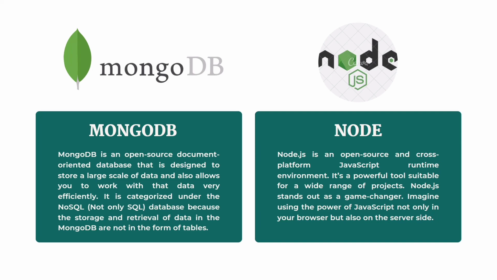Then MongoDB. MongoDB is an open source document oriented database. It is categorized under the NoSQL database because the storage and retrieval of the data in MongoDB are not in the form of a table. Then Node.js. Node.js is an open source and cross-platform JavaScript runtime environment. It is possible to use JavaScript as a backend, with JavaScript already being a popular choice for front-end development, application development around MERN.